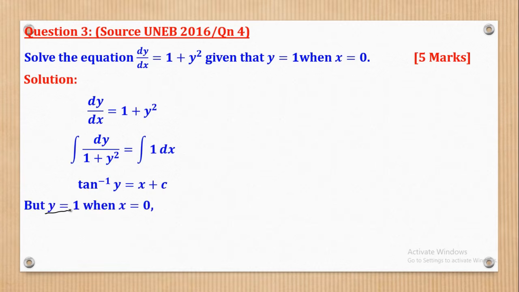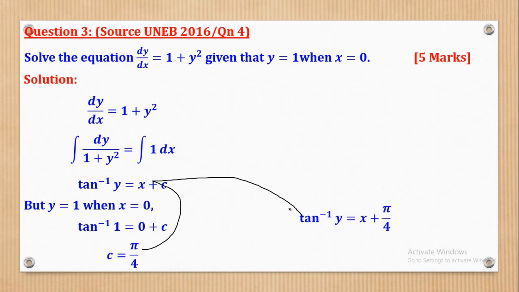But we already know that y is equal to 1 when x is equal to 0, so we shall substitute and be able to get the value of c. Remember, the calculator should be in radians, that's why here we are putting pi over 4. If you put 45 degrees, that will not be okay. So next we shall substitute this c here and come up with the equation which they want. Therefore, you can either stop here or you can say that y is equal to that.